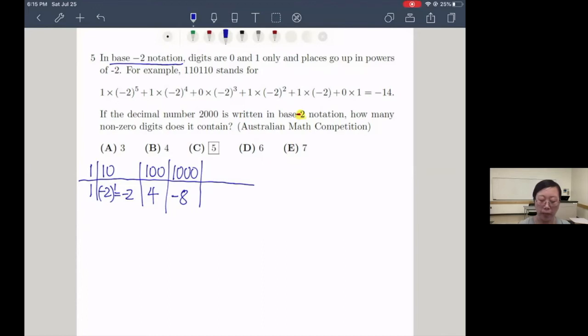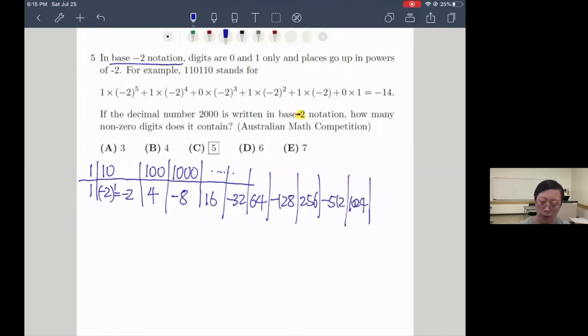So I decided not to write in the (-2) notation because it's too much. And because I needed to find out how to construct 2000 using the system, I needed to know the decimal values. So after -8, I have 16, and then -32, and +64, -128, +256, -512, +1024, -2048, +4096.